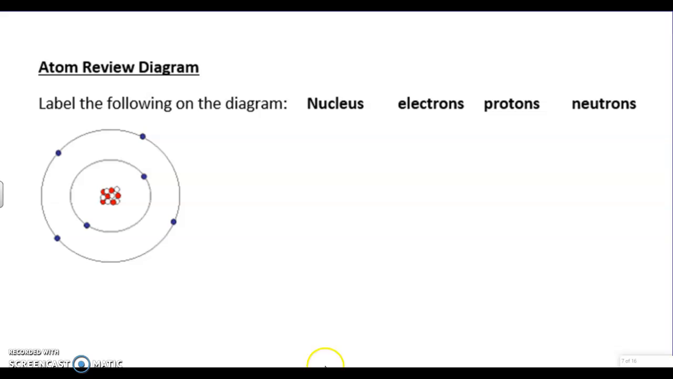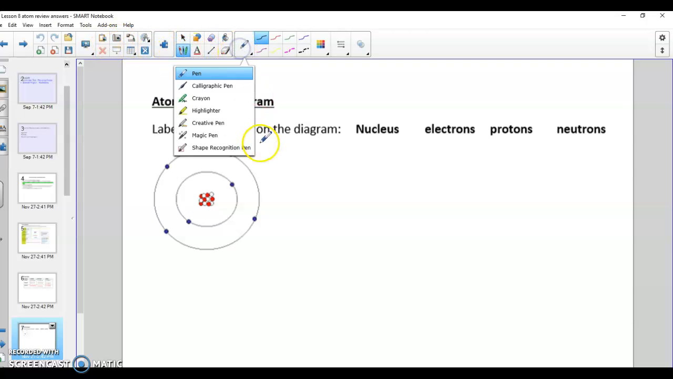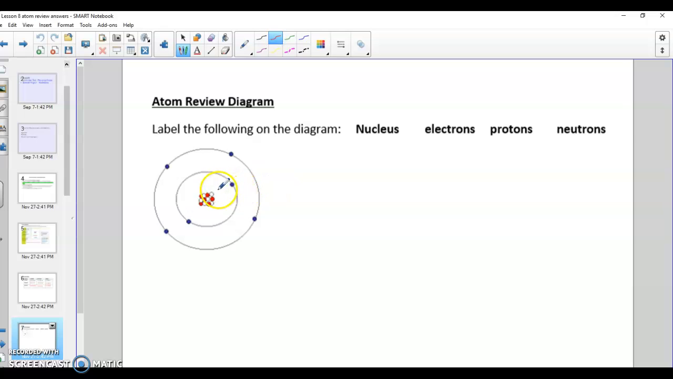If I were to label the parts of an atom, then I would want to definitely label my nucleus here. That's the central core with the positive protons, the neutral neutrons, and it has all of the mass.